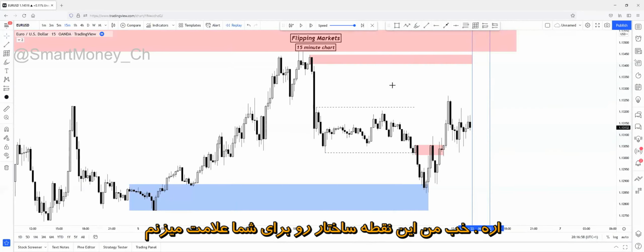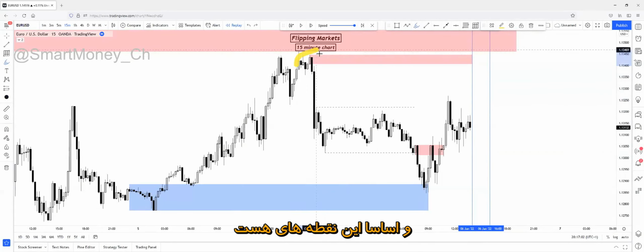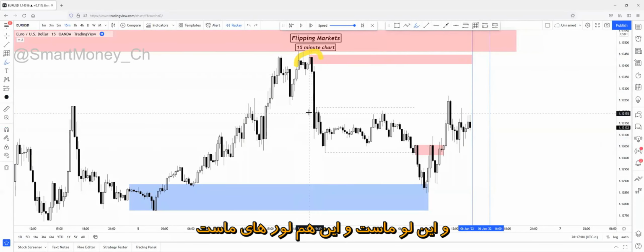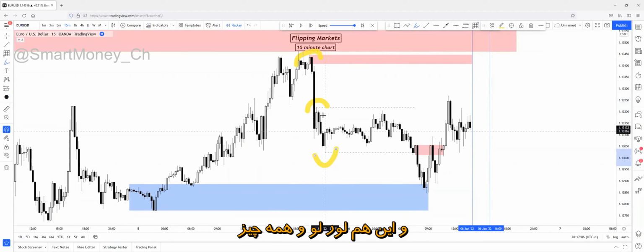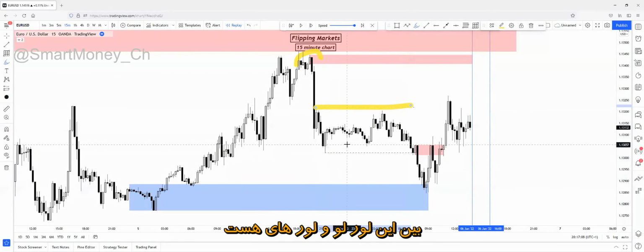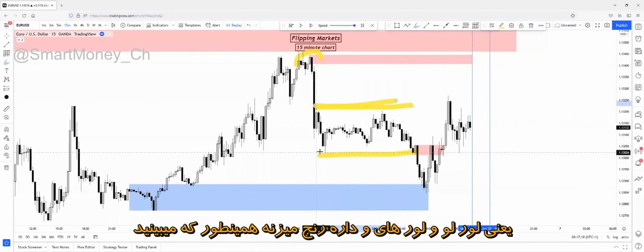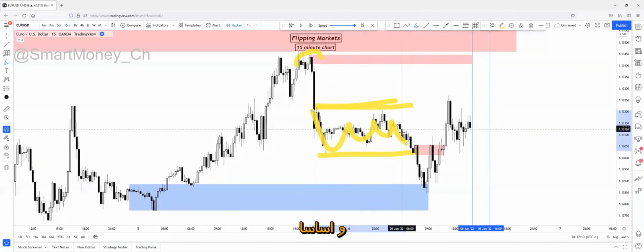Yeah, so I will just point the structure out for you. This was the downside movement. So basically, this is our high. This is our low. This is our lower high. This is our lower low. And everything between this lower high and lower low is just a ranging structure, as you can see.